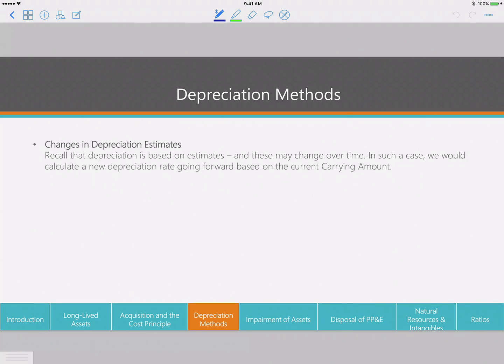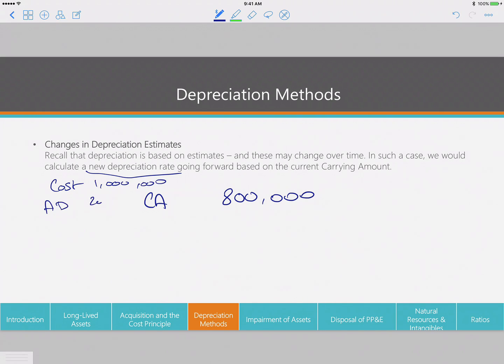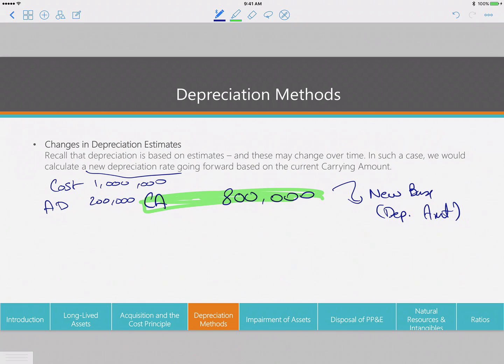So how do we deal with a change in depreciation estimates? Since it might change over time, we would calculate a new depreciation rate going forward based on the current carrying amount. So let's say the current carrying amount was $800,000, but the cost was $1 million, and your accumulated depreciation was 200,000. What you would do is you would take this carrying amount and you would use this as a new base or depreciable amount to calculate your depreciation going forward. We're not going to go into this in depth right now, but if you look at past exams or you look in your textbook, there's many examples of how to do this.